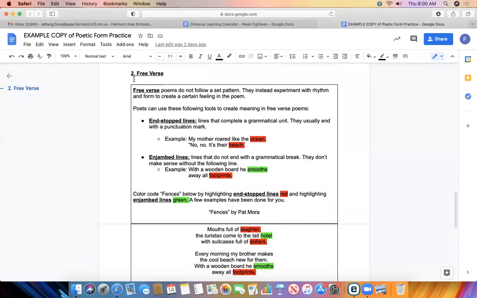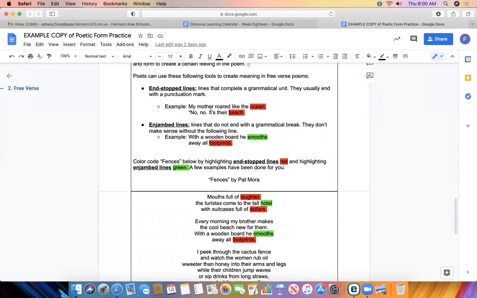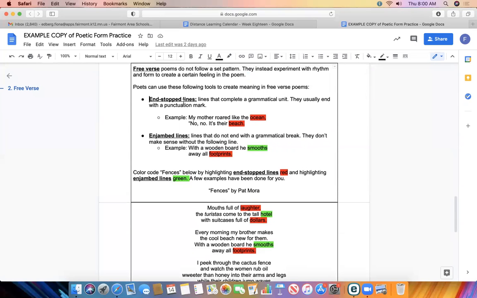All right, scrolling down, the other part of this sheet, we're looking at free verse poetry, which is entirely different from a sonnet. Free verse poems do not follow a set pattern at all. They're very free. The poet can kind of do what they want to do. They can experiment, and they usually do so with things like rhythm and form. They experiment with word choice and the way that the poem flows along, the way it sounds. And one way that they can do that is by using end-stopped lines versus enjambed lines.